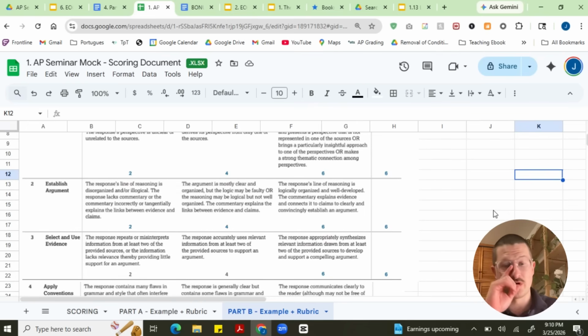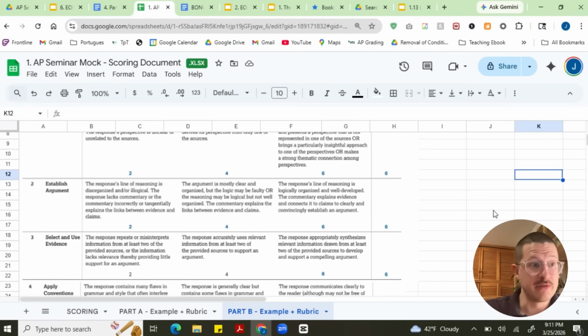Okay, let's look down at the next 2 rows. The next 2 rows are establish argument and then select and use evidence. For a 6, it says the response's line of reasoning is logically organized and well developed. The commentary explains evidence and connects it to claims to clearly, convincingly establish an argument. There we can see there are going to be claims, you're going to use evidence, and that is going to establish your argument. That should remind you of Part A, right? Evidence that leads to claims that establishes an argument, our table.